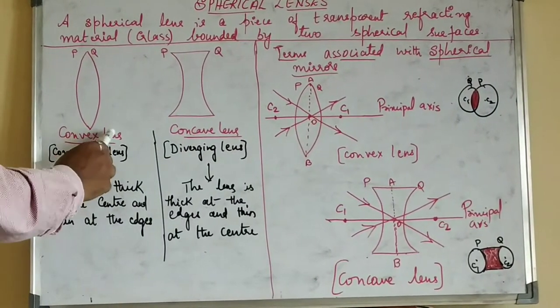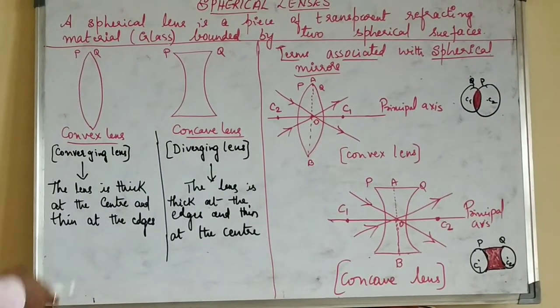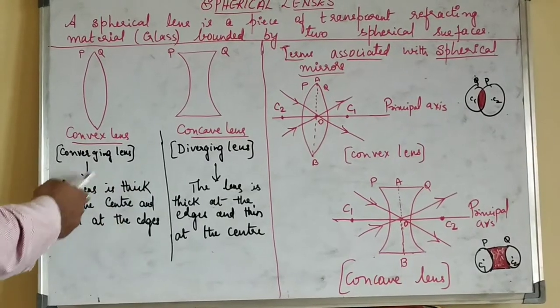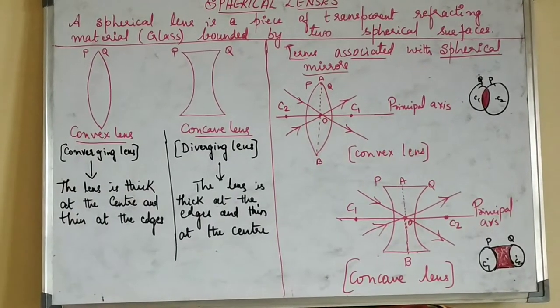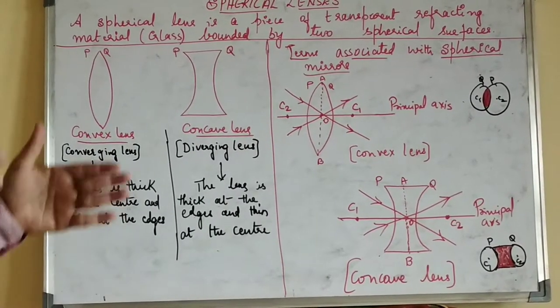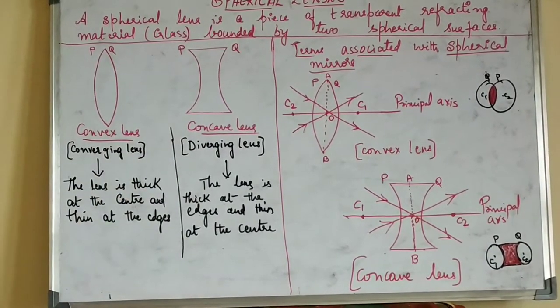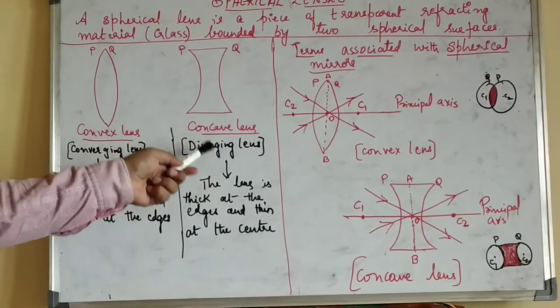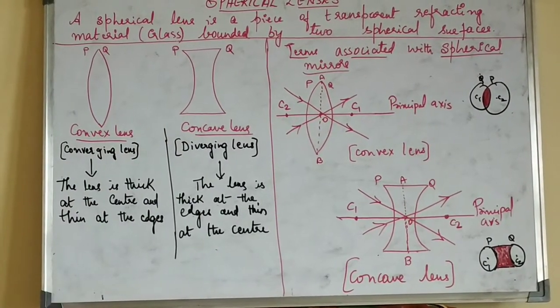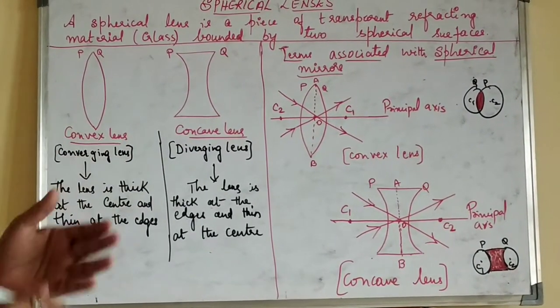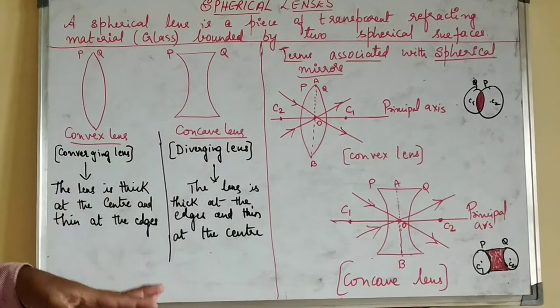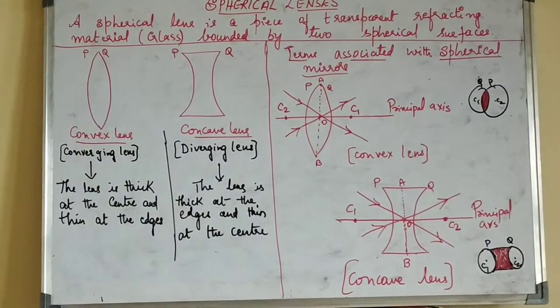Now, the convex lens is called a converging lens. Why? Because it is capable of converging all the incident rays which are falling on it. The concave lens is called a diverging lens or divergent lens. Why? Because it is capable of diverging all the rays which are falling on it.